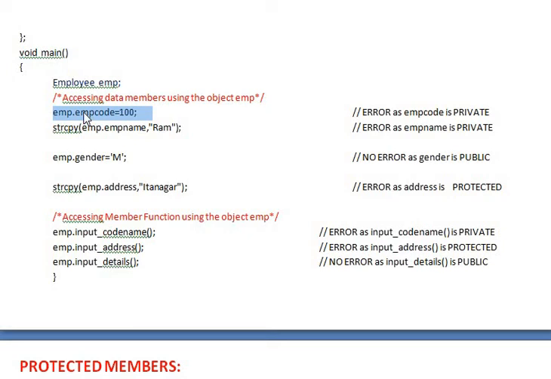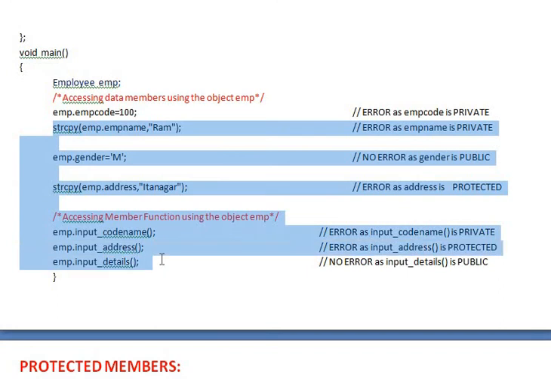As soon as the compiler detects an error in this statement, as the data member EMP code is private, the program is not going to proceed further. The program is going to halt immediately. It's not going to continue. All these steps I have mentioned only for you to understand.